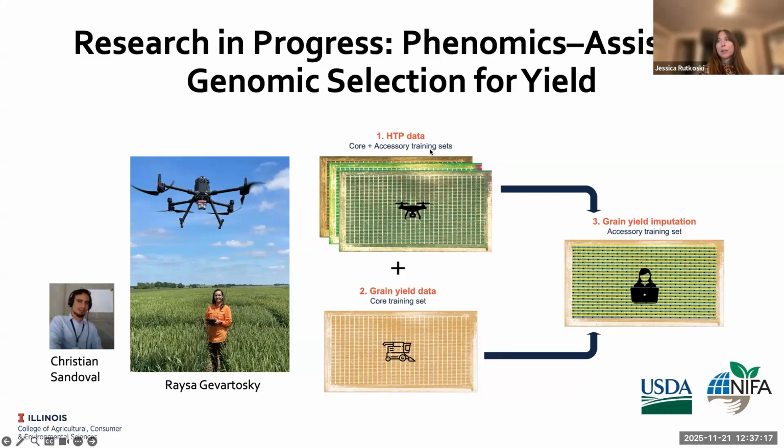Can we use that to help us train genomic selection models? So we can take data from our field, with drone images like this across the field, and grain yield for a portion of the plots. Can we use that together to give us some predicted yields that would then help us improve genomic selection accuracy? So that's what we're trying to do.